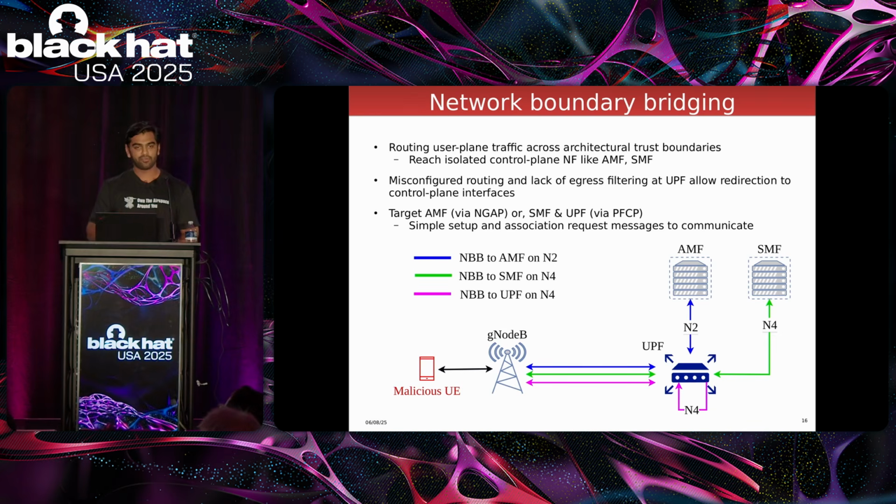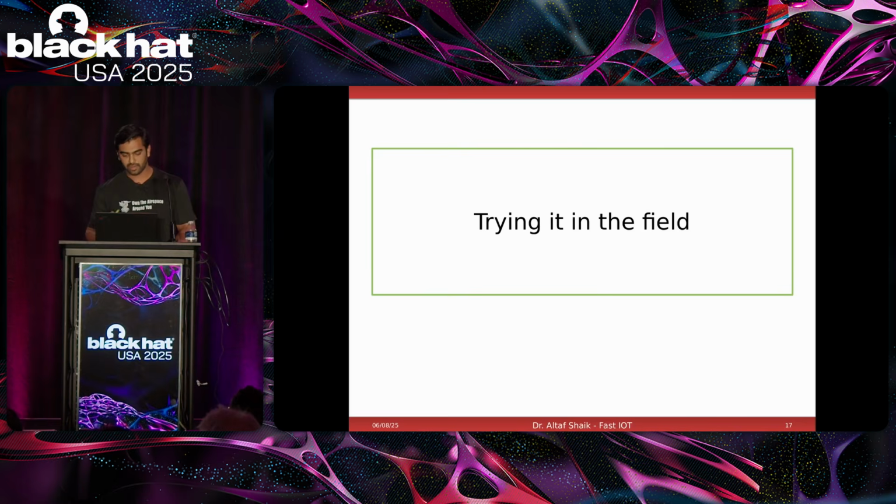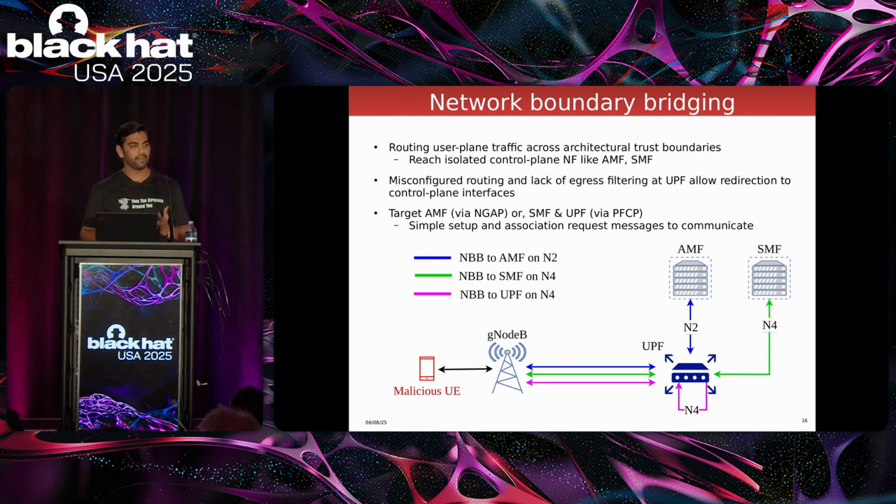The second type of attack, if both planes are not tightly sealed, is what we call network boundary bridging. I'm sure you might have heard this in the traditional IT world as well. This is a packet from the data plane trying to reach one of the control plane elements, either the AMF or the SMF. In that case, the payload should be a protocol that's understandable by the AMF as well as the SMF. These are custom protocols of telecom networks.